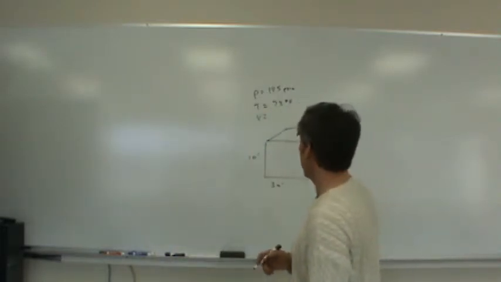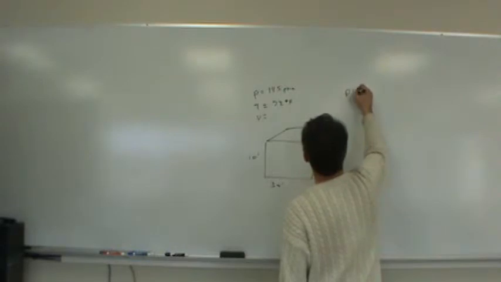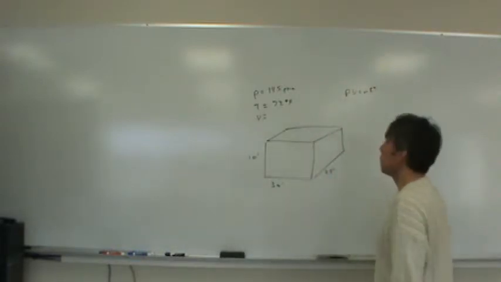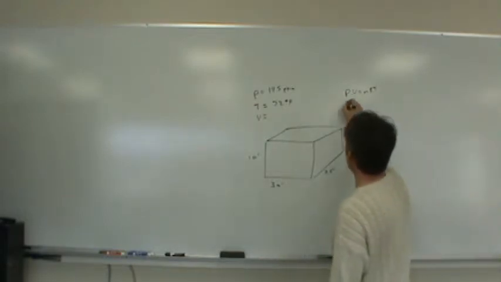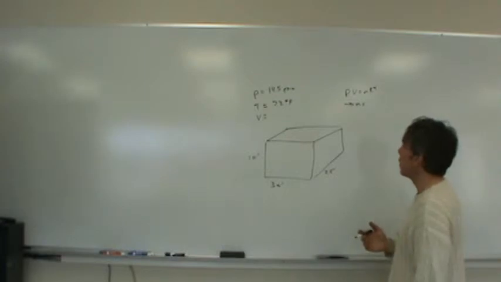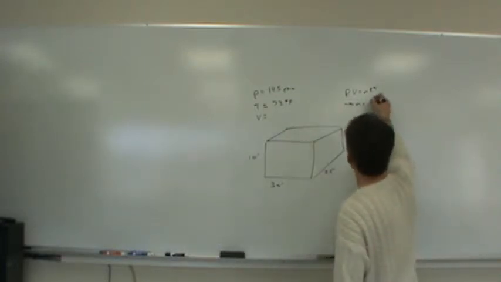So what could we use to figure this out? Well, the ideal gas law would relate pressure, volume, and temperature to mass. So this is the equation we'll use. Since we're looking for the mass of air in the room, we better solve for it. So mass is equal to PV over RT.